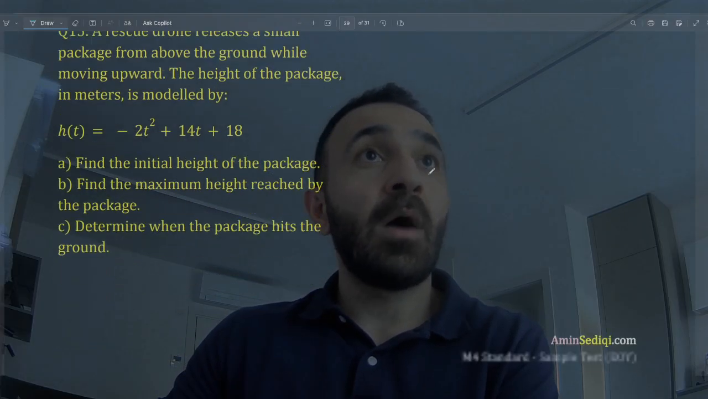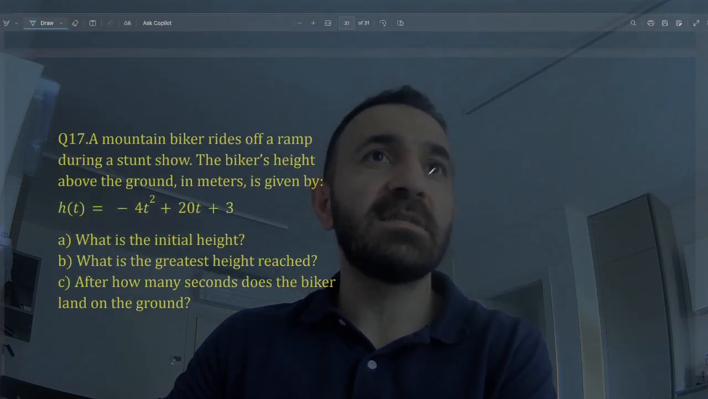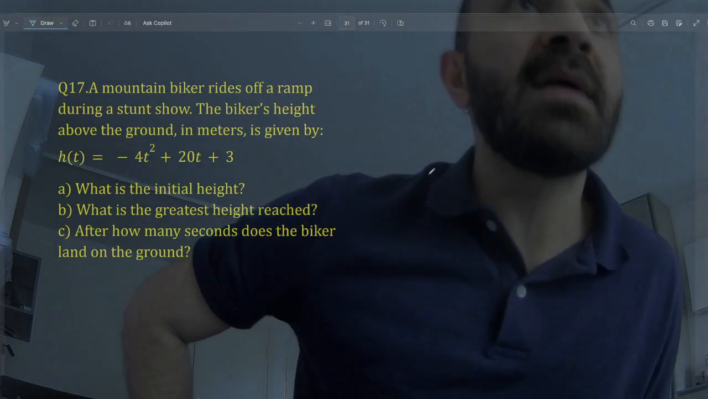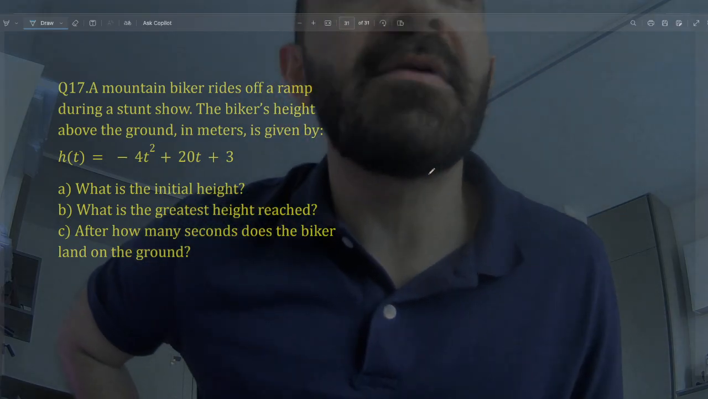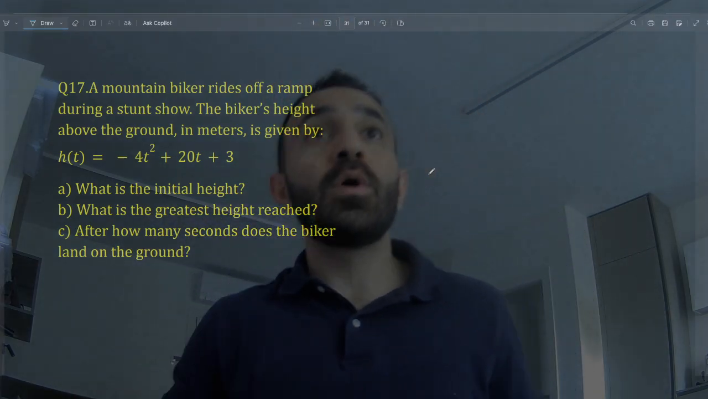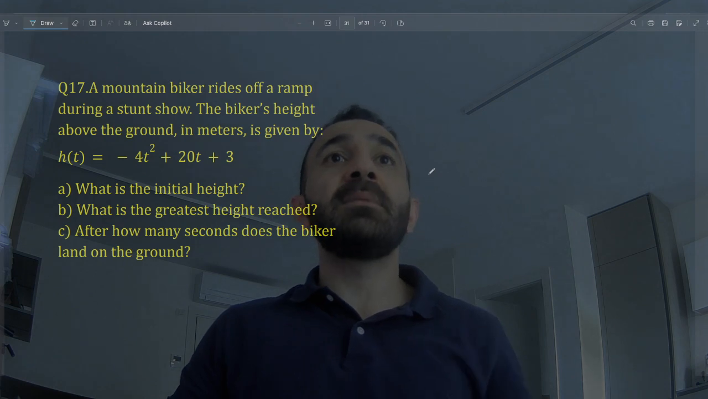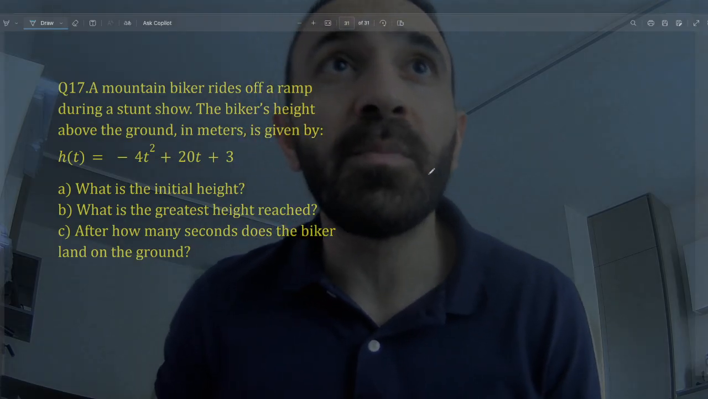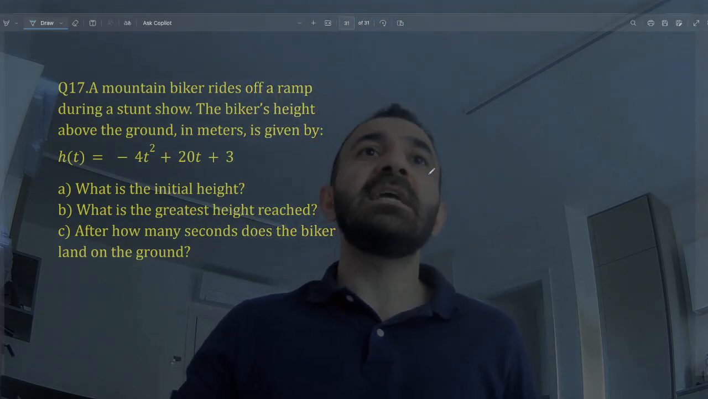Okay, I'm going to do one of these three questions because they are very similar to each other. Question number 17. Quadratic modeling. A mountain biker rides off a ramp during a stunt show. The biker's height above the ground in meters is given by h(t) equals minus 4t squared plus 20t plus 3. What is the initial height?